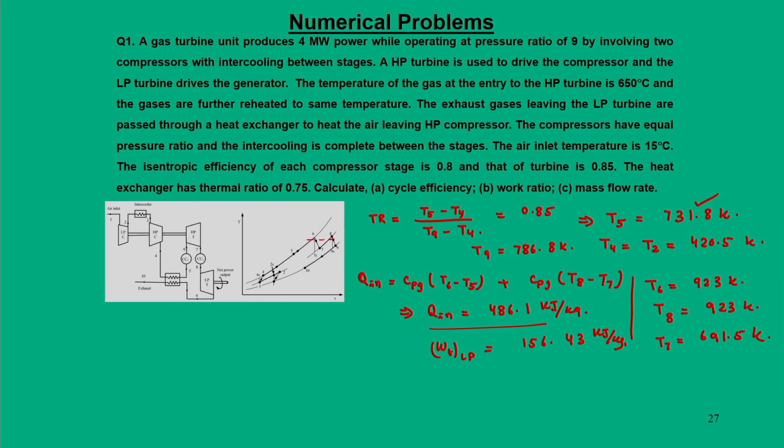So, the cycle efficiency we can find out first: W net by Q in, and this ratio, 156.43 divided by 486.1, will give you 0.322. So it is 32.2% efficiency.